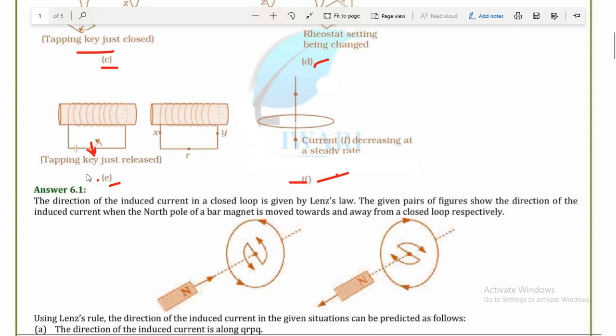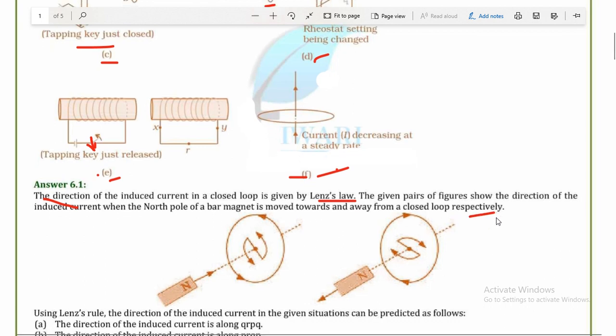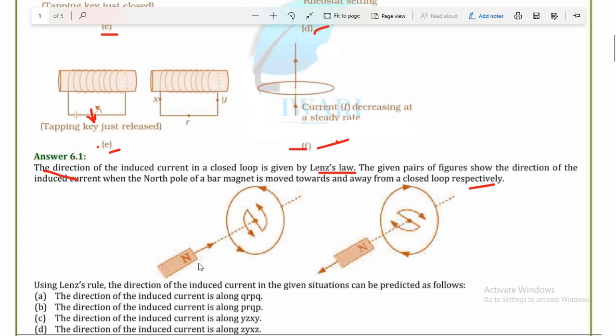So you can see the answer here. The direction of the induced current in a closed loop is given by Lenz's law. The given pairs of figures show the direction of induced current when the north pole of the bar magnet is moved towards and away from the closed loop respectively. So you can see in this picture, if the north pole is moving towards this closed loop, this face behaves like a north pole, and the direction of the current is like this.